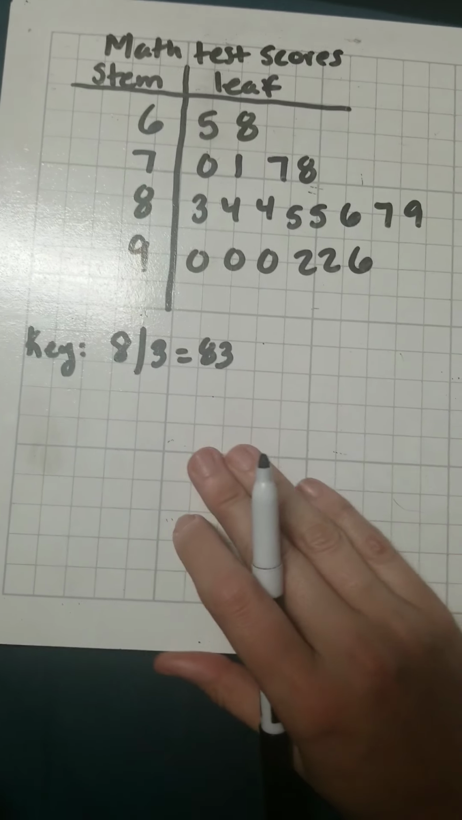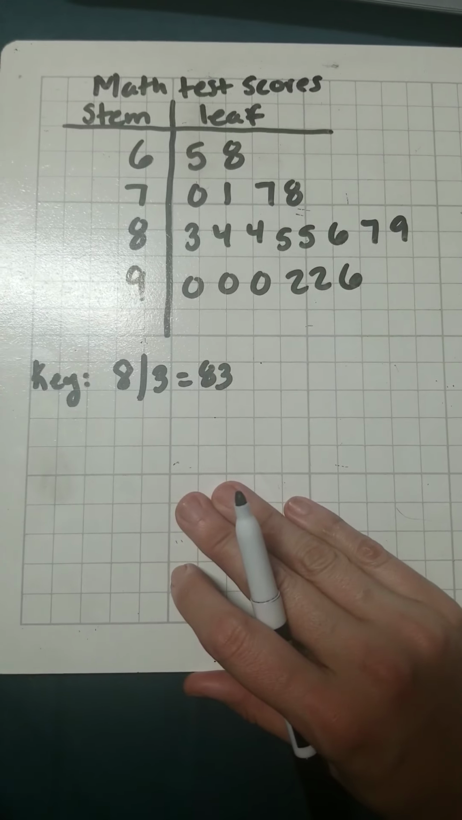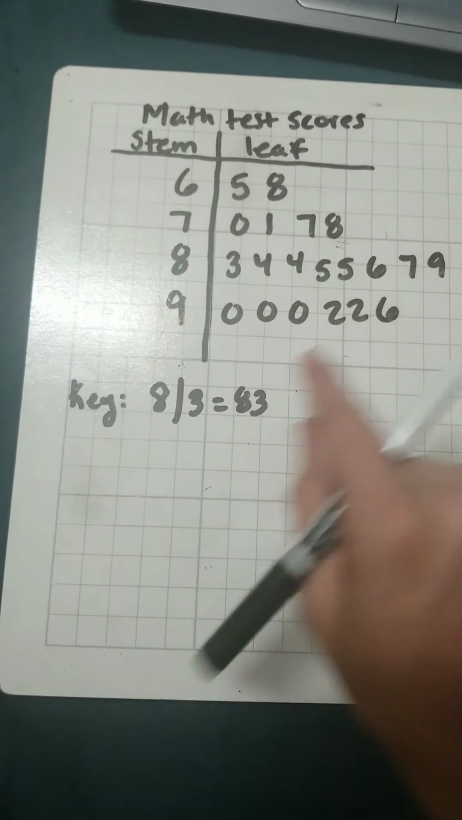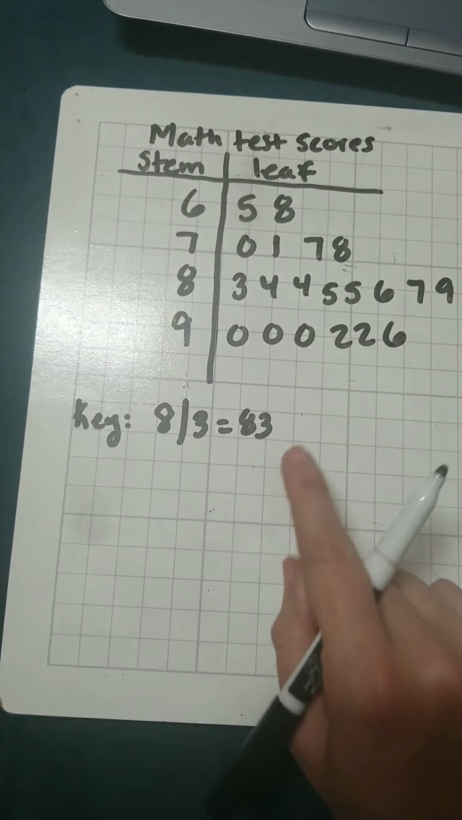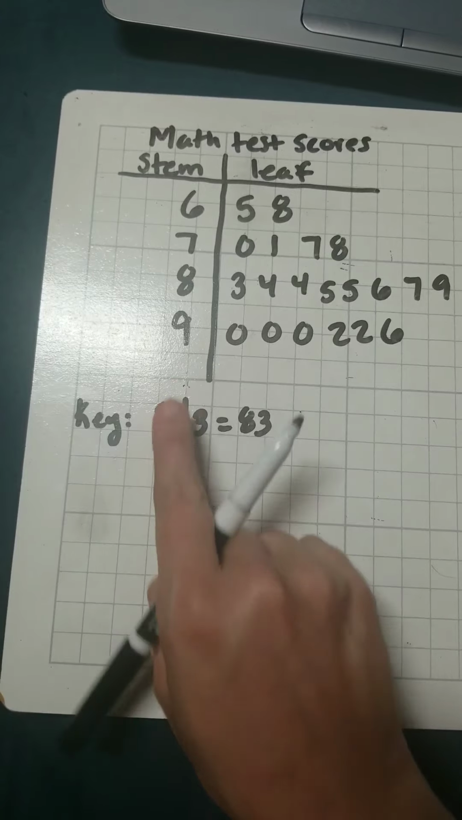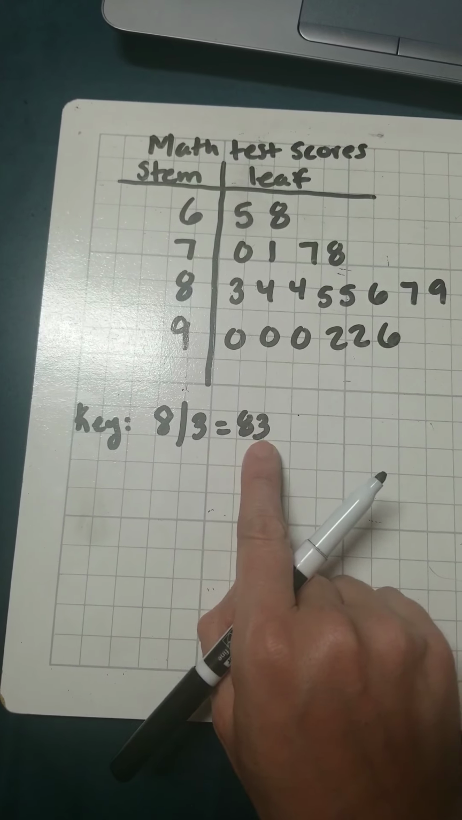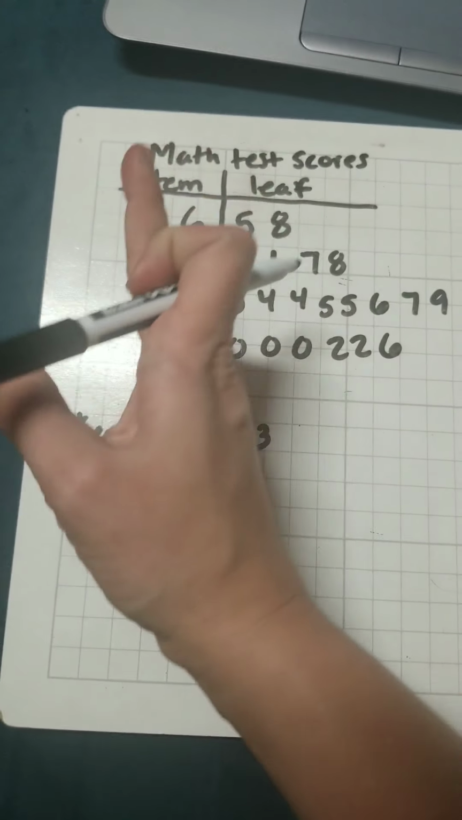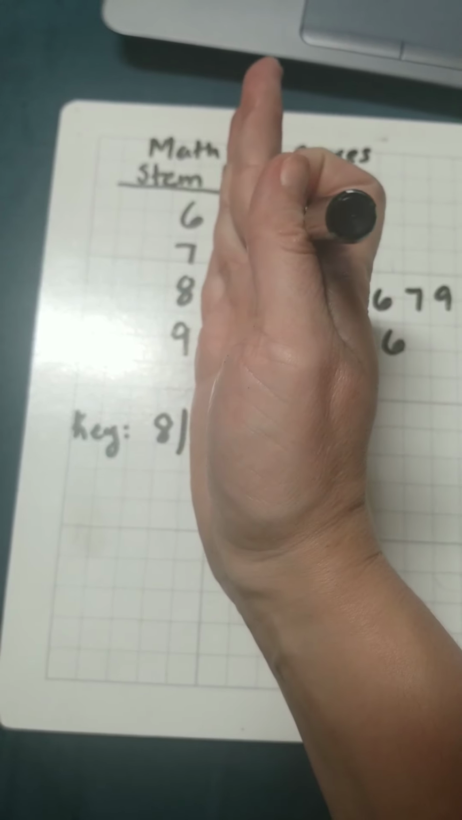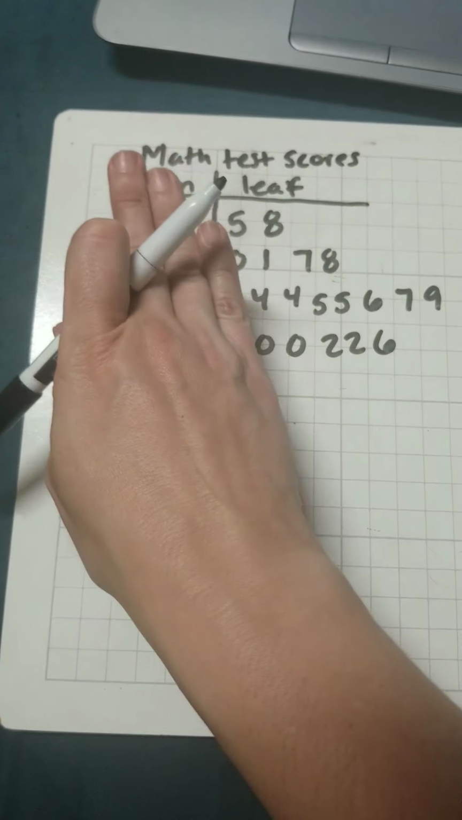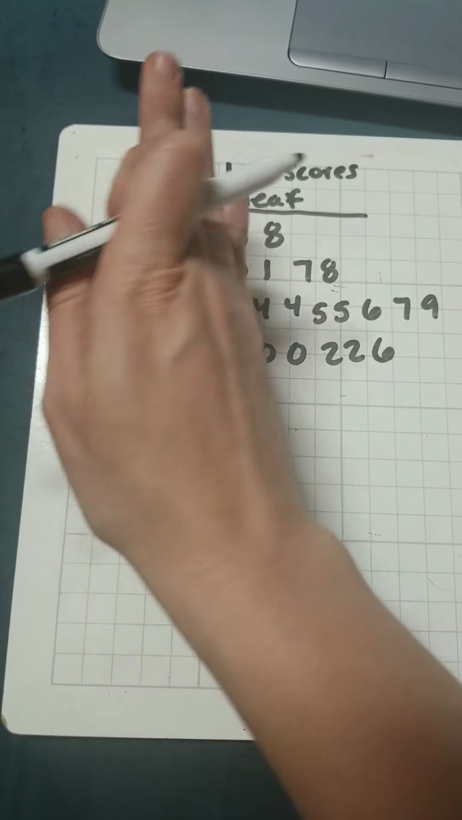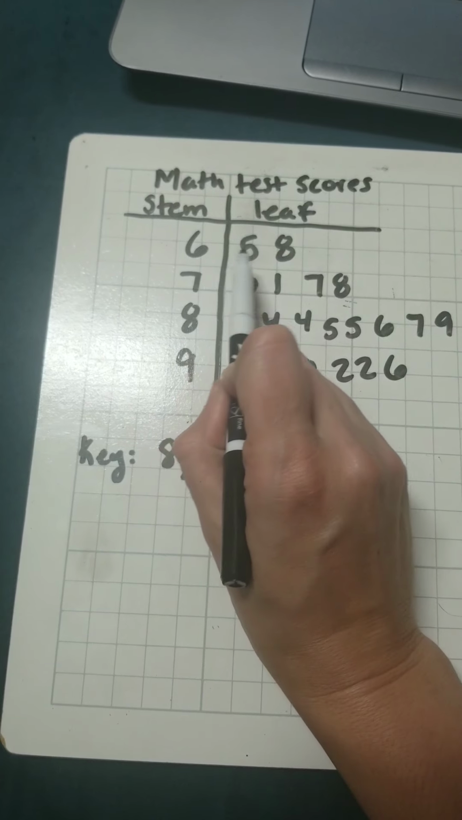Interpreting a stem and leaf plot using mean, median, mode, and range. So this particular stem and leaf plot has to do with math test scores. If you look at the key, it is 8 with the line and 3, which means 83. So this separation between the stem and the leaf means that we are separating the tens over here from the ones places over there. So this number here means 65.